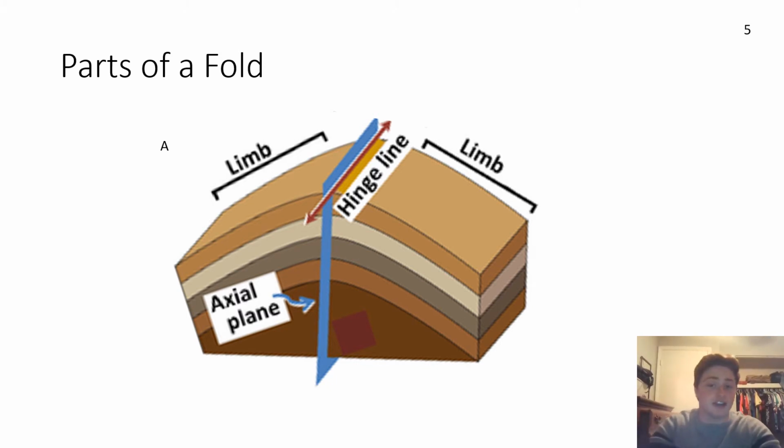Extending from there are the two limbs, and they just extend from the hinge line or the fold point down or up to the next fold. Scientists and geologists in the field use these types of measurements to classify and compare different types of folds.